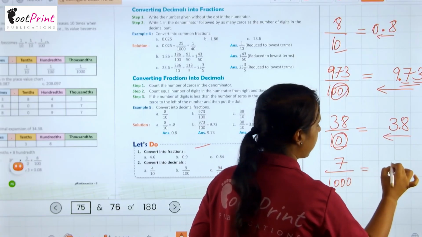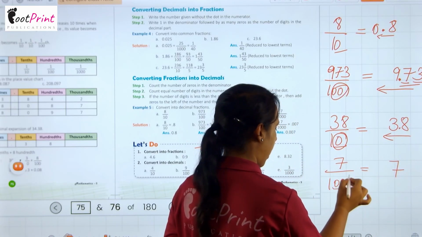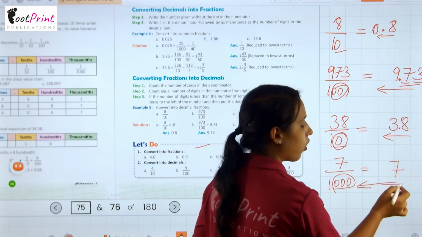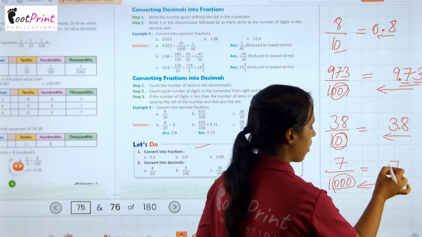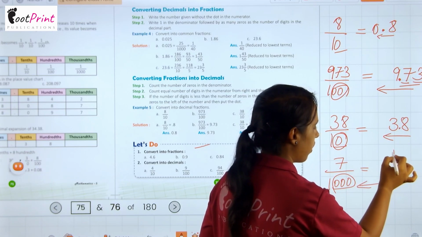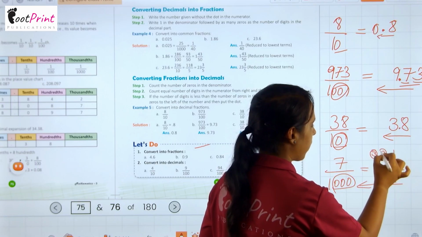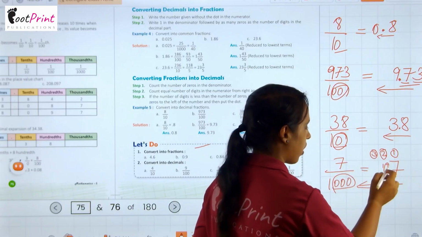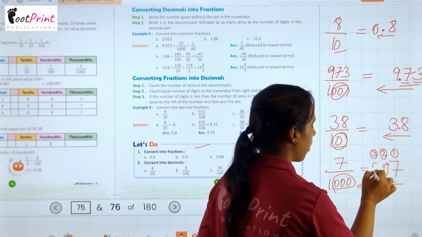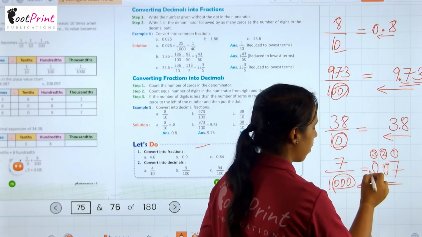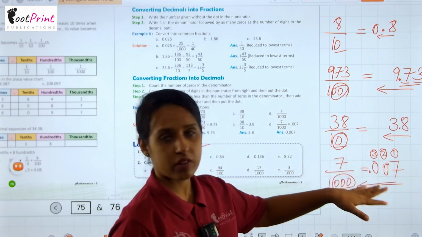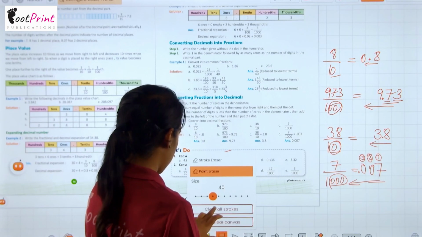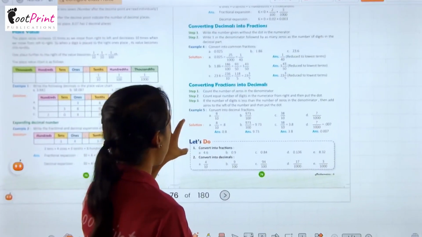Next one is 7 upon 1000. So we take the numerator as well, and here we have 3 zeros. So from the right side we count 3 digits, here 1, 2 and 3 digits. But we have only 1 digit. So what do we do? We put zeros in the other places. Here in the second place we have 0, and the third place also 0. Then we put the decimal. So we get 0.007 here.